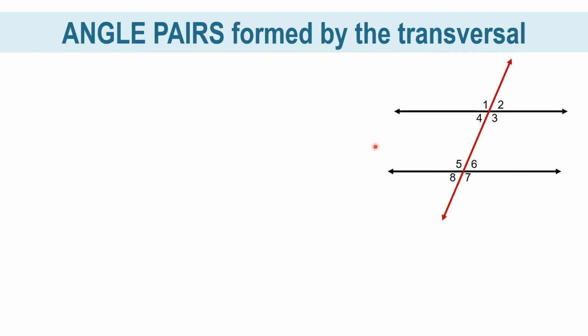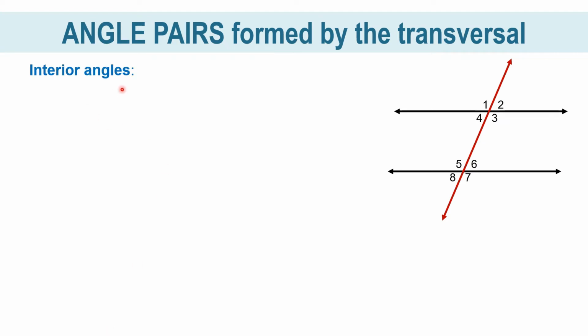Look at this figure on the right side. So we have here parallel lines cut by a transversal. The intersections of a transversal with two lines create various types of pairs of angles. Let us enumerate them one by one. Let's start with grouping these angles into two, which are the interior angles and the exterior angles.